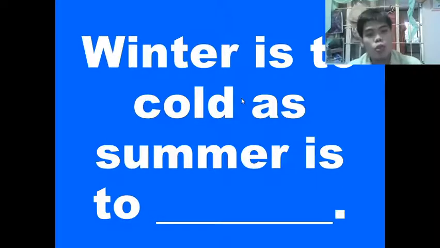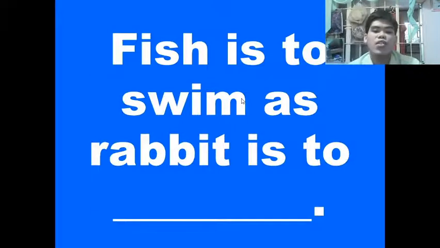Winter is to cold, and summer is to, of course, hot. Fish is to swim, as rabbit is to. If the fish is known as a swimmer, when we think of rabbit, it means what? Hop or jump.